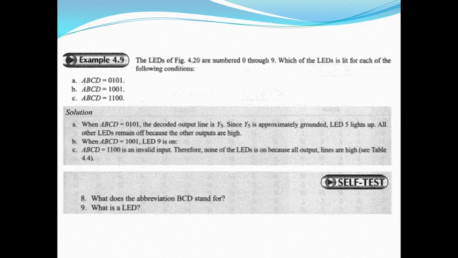Second condition, B, ABCD is 1, 0, 0, 1. Corresponding to that, Y9 is going to light up because that output is going to be low. That LED is going to be forward biased, and all other LEDs are going to be off. The third condition, if ABCD is 1, 1, 0, 0, the decimal equivalent is 12 and it is an invalid state. So, none of the LEDs is going to be forward biased because all outputs remain in the high state. All LEDs remain off.